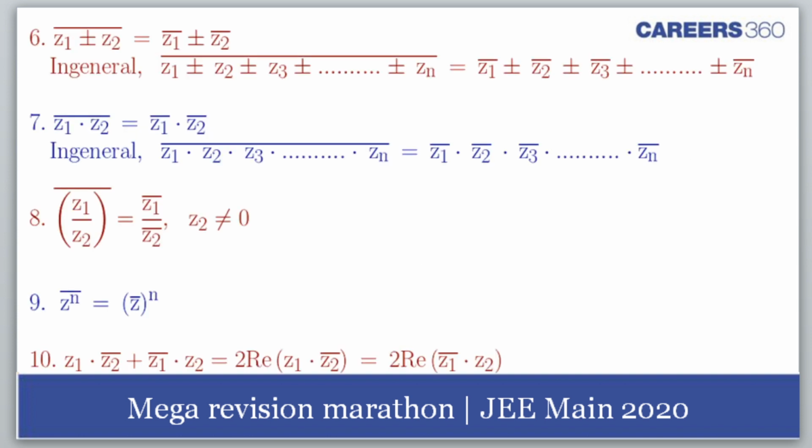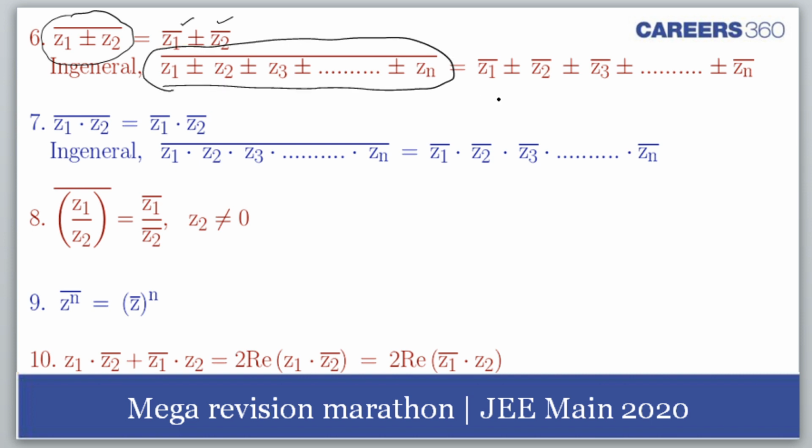Okay, what else do we have in the conjugate of a complex number? We have (z1 ± z2) whole conjugate. When I say whole conjugate, I mean first of all I'll solve z1 ± z2 and then I'll take the real part minus i times the imaginary part. So this is equal to separately taking their conjugates and then adding. In general we can have such a result for many complex numbers.